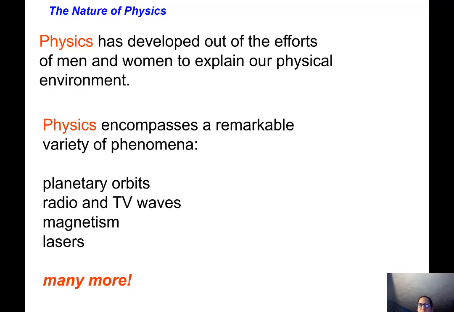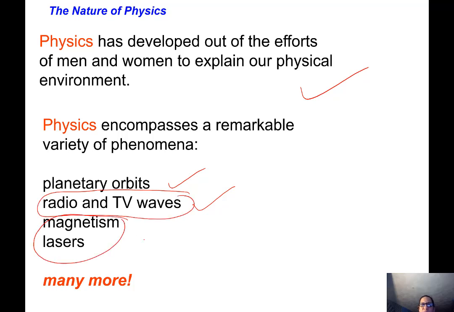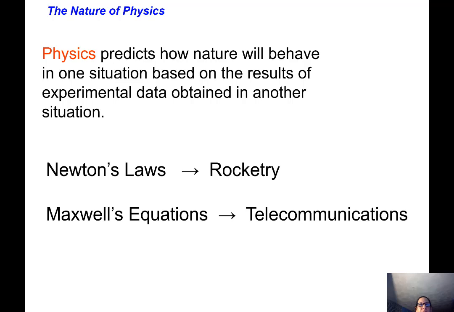So physics has developed out of the efforts of men and women to explain the physical environment. And what does physics encompass? A remarkable variety of phenomena. We want to learn about planetary orbits. Basically, where are these radio waves and TV waves coming from? Unfortunately, your chapter will not be dealing with this. This is part of physics 152, not this course. So here we only deal with mechanics. 151 is only about mechanics. So this is just an example.